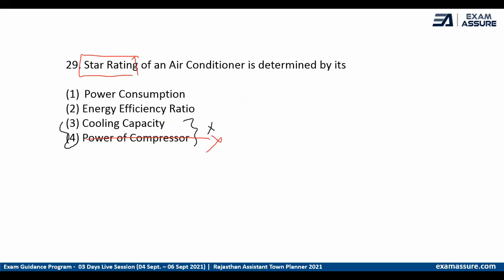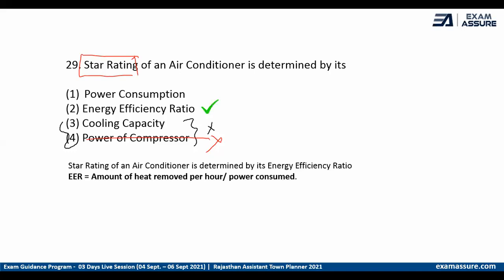Okay, so energy efficiency ratio, EER, is calculated. I'll just show you the formula and you'll be able to make sense of this. It is the amount of heat removed per hour divided by the power consumed. So star rating cannot directly relate to power consumption. Otherwise, it would be directly proportional, right? If the more star rating, the more power consumption. That is not the case.